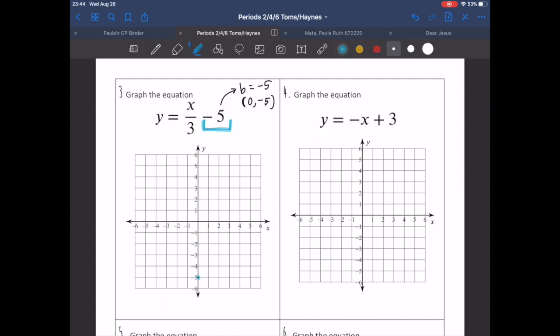Okay, so let's use the blue dot. Okay, blue dot is my starting point. 0, -5. Let's go ahead and label that. 0, -5. Okay, that's my blue dot. Okay, now let's go ahead and do the slope. Well, I know that my slope, look at that, guys. Let's go ahead and highlight that one more time.